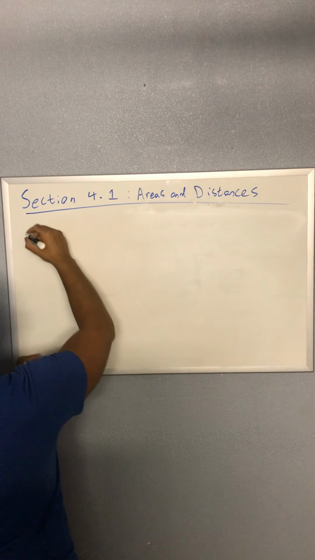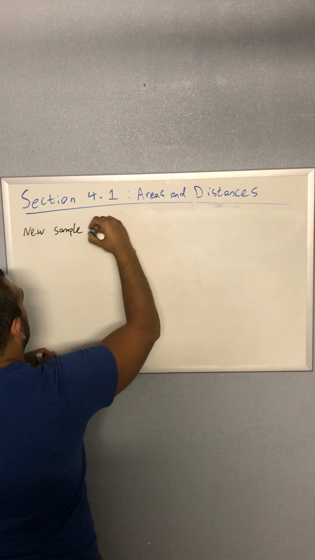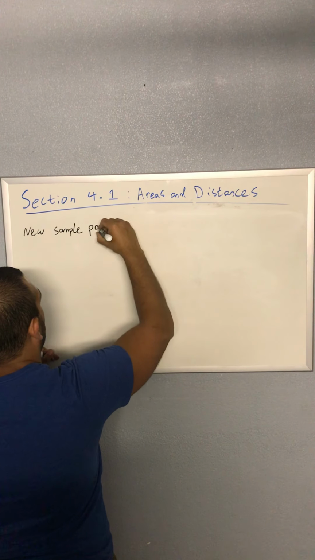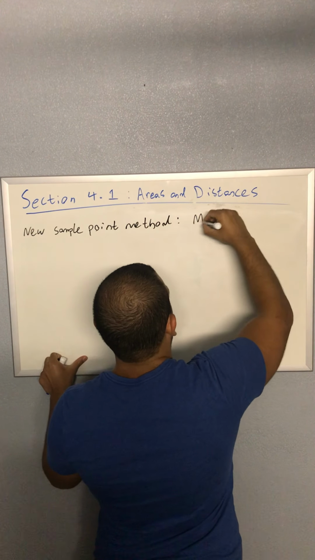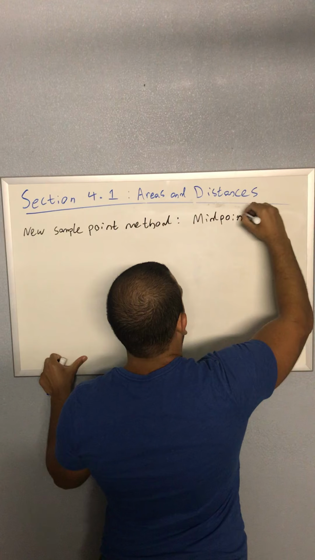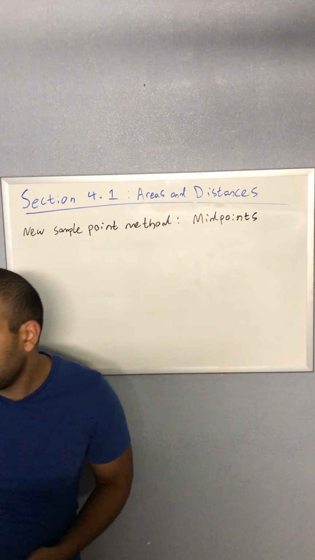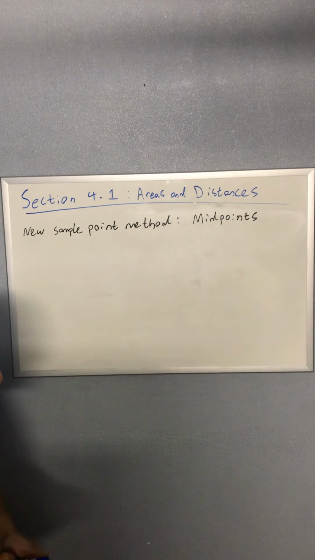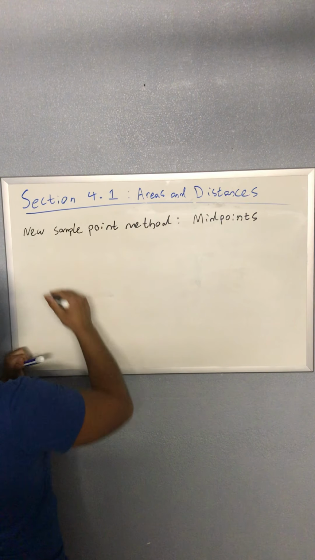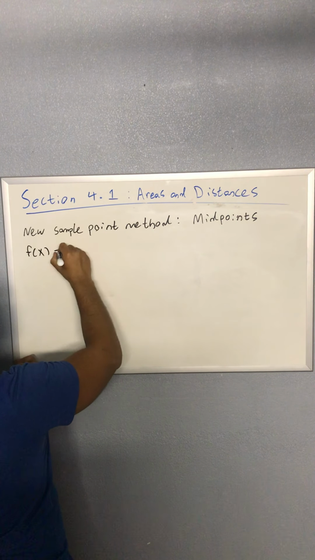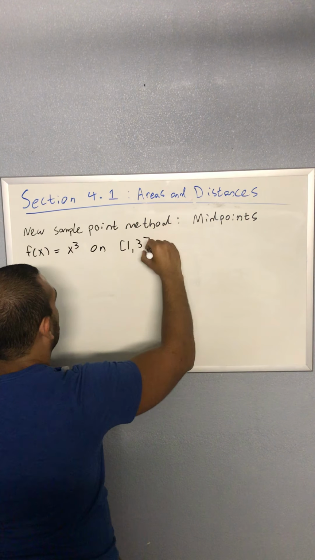So, new sample point method: midpoints. We're going to use the midpoints of each subinterval in this case. Let's look at the function f of x is x cubed on this interval from 1 to 3.